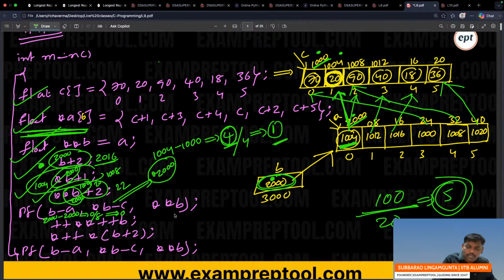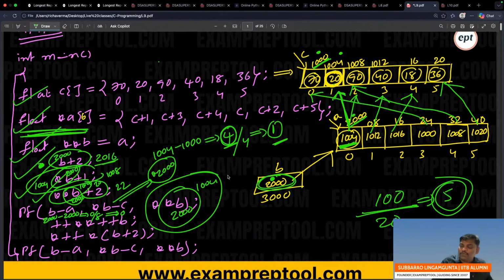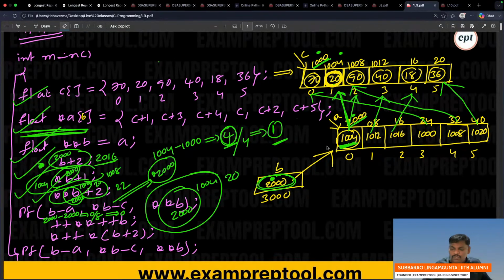Next one, B is 2000. Star 2000 is 1004. Star 1004, the value inside 1004, is 20. So the first printf is going to be 0, 1, 20. Output: 0, 1, 20. Okay, that is perfect.